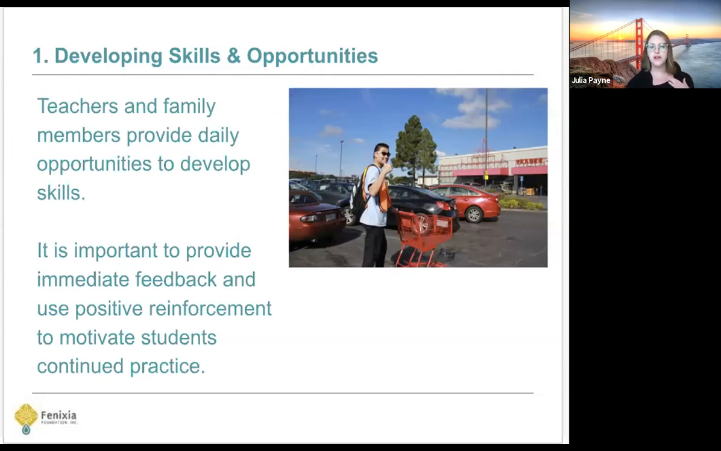It's really important to provide that immediate feedback and use positive reinforcement to motivate students' continued practice. Because if a student doesn't feel that inner motivation, it's going to be a hard time to have them be successful. So that's why we're thinking of all those things that are important to the student, that they like, that they want to do, and that is going to help them be motivated to be successful.